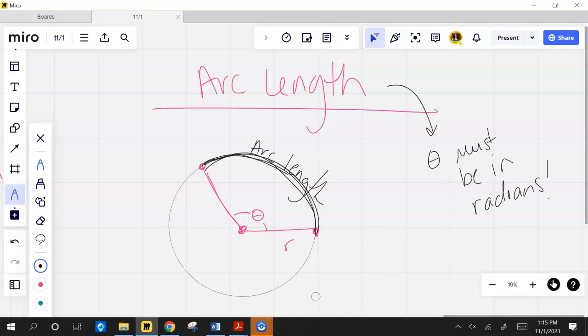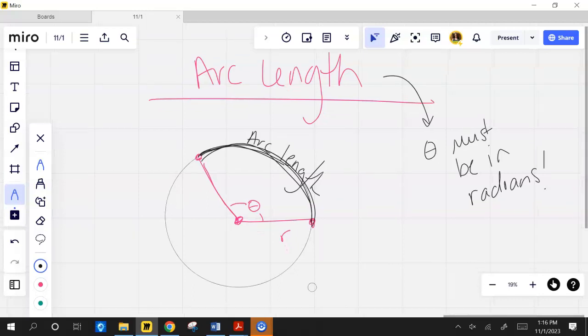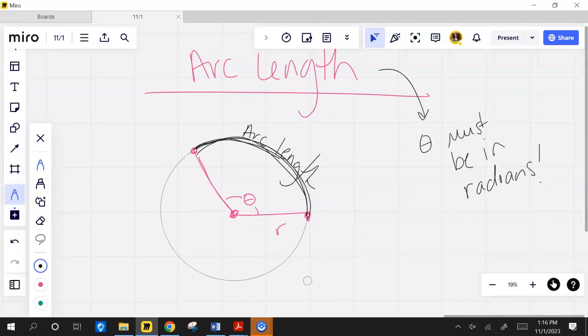So if I want to know how far that is, there's a super easy little formula. We usually call arc length S. I don't know why, but we do. You take the radius and you multiply it by theta. That will give you the arc length.